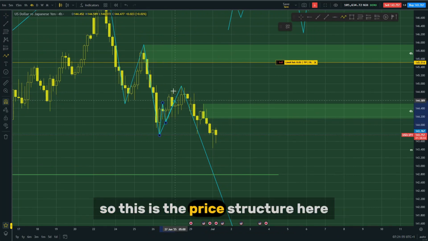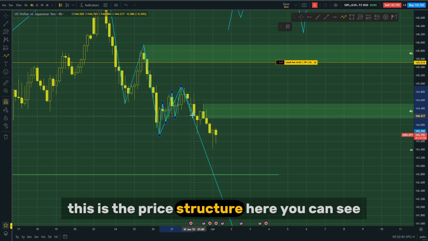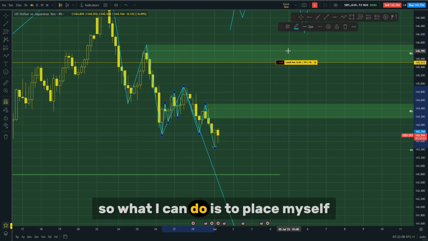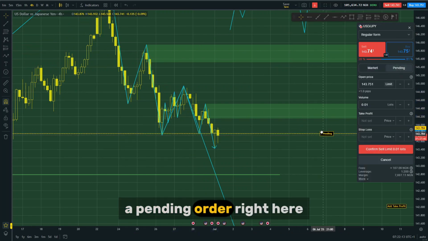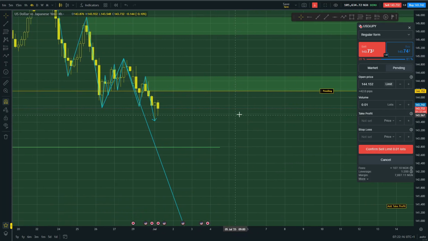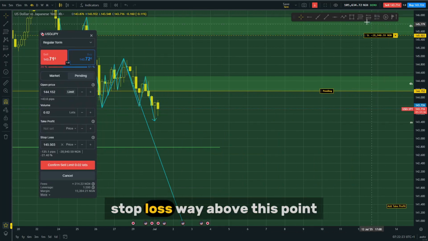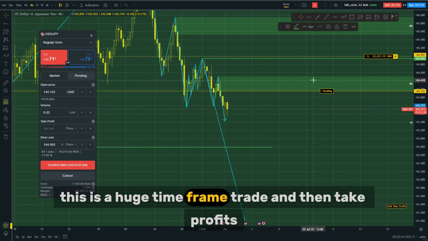So this is the price structure here. You can see this is the structure right here. So what I can do is place myself a pending order right here, and we start to place stop losses and take profits, right? Stop loss way above this point. Obviously it's going to cost me a lot to place a stop loss right now. Man, this is a huge time frame trade.